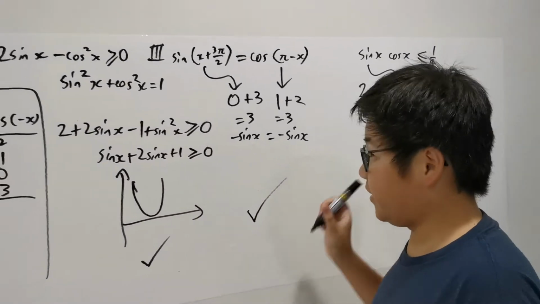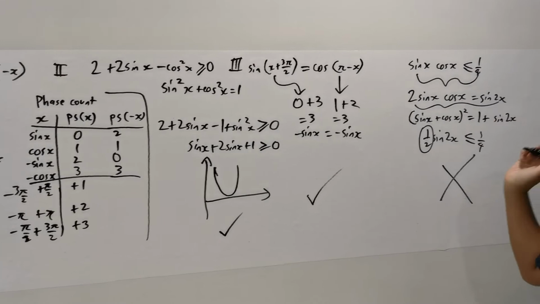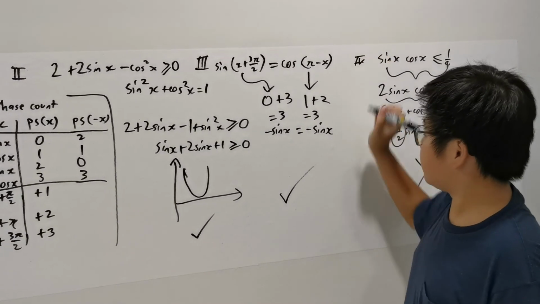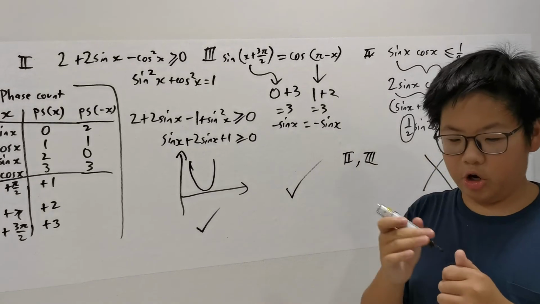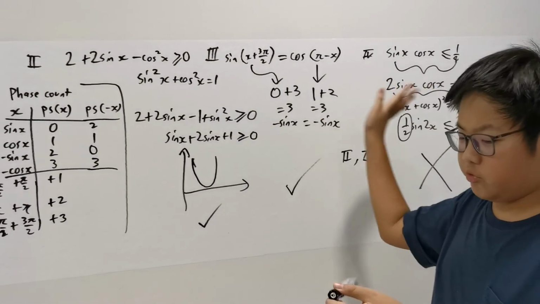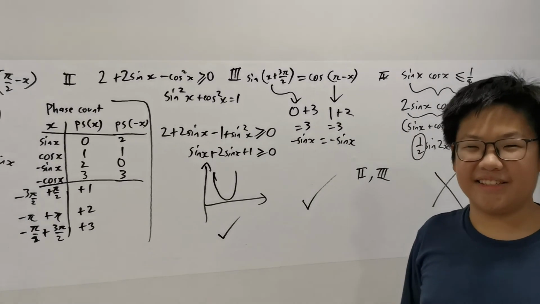So with that in mind, statement 1 is wrong, statement 2 is right, statement 3 is right, but statement 4, which I'll label here, is wrong. So statements 2 and 3 are right. There you go. Different trigonometric statements and a way to prove some phase counts. See you, bye!